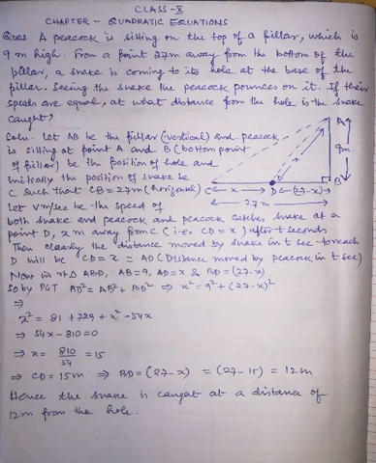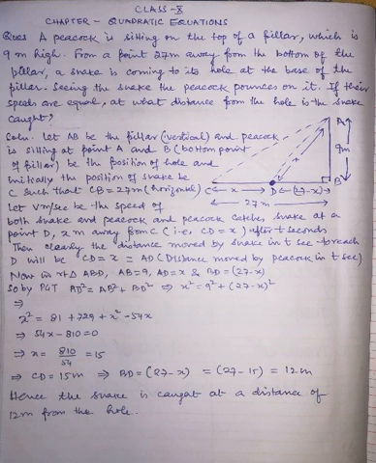So, the question is that a peacock is sitting on the top of a pillar which is 9 meter high. From a point 27 meter away from the bottom of the pillar, a snake is coming to its hole at the base of the pillar. Seeing the snake, the peacock pounces on it, and if their speeds are equal, at what distance from the hole is the snake caught? So, the question is here that the peacock is sitting on the top of the pillar.